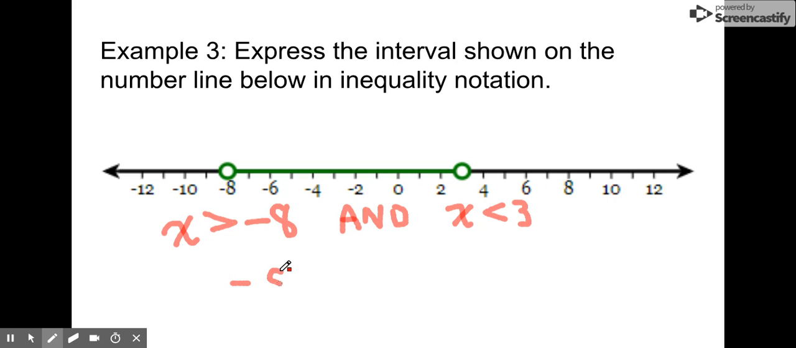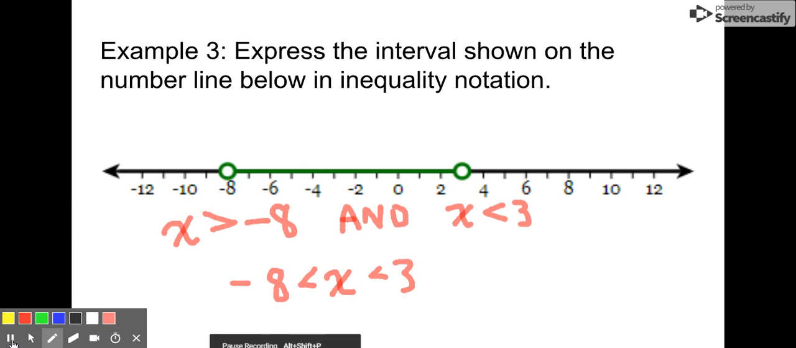So what we can actually do is to write it as one inequality. -8 is less than x is less than 3. So we have the -8 is less than x, which means x is bigger than -8, but it's also less than 3. So you have to meet both requirements.